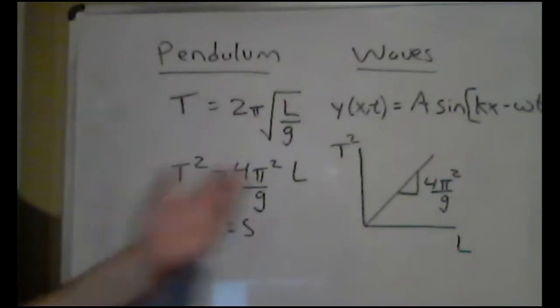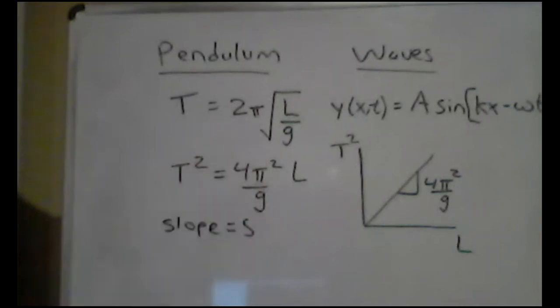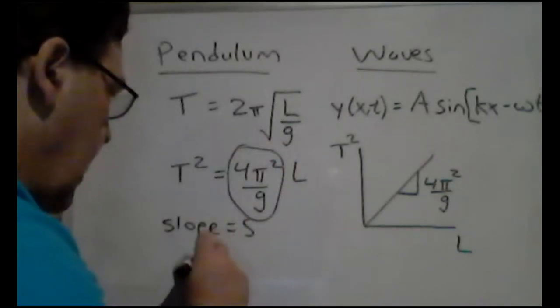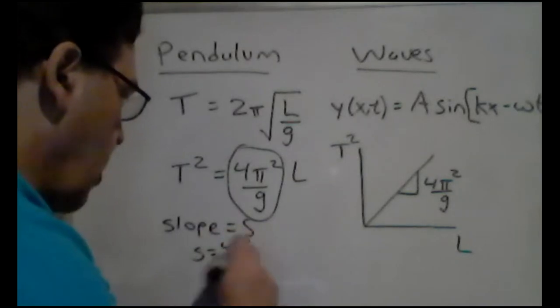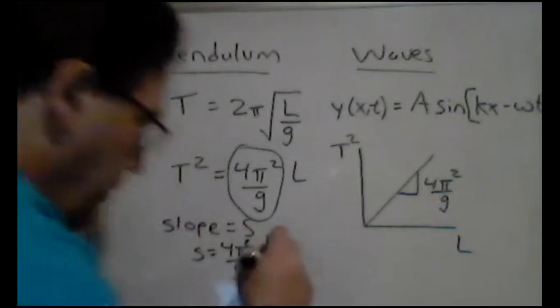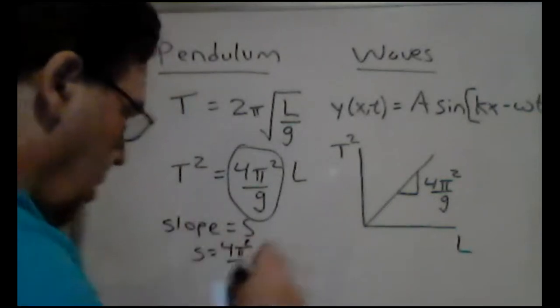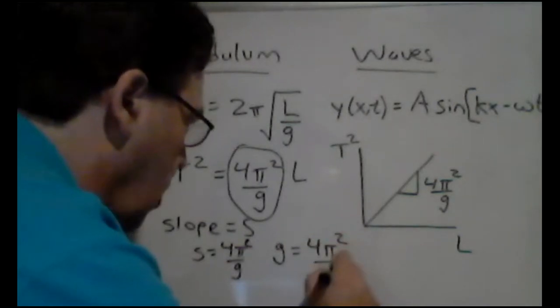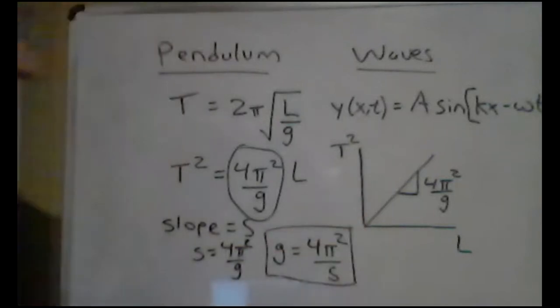If I did everything in seconds and meters, it should be some sort of seconds squared per meter. So I would say that this is the S for my graph. So S equals 4 pi squared over g, or I can switch partners here and say that g is 4 pi squared over the slope. So I can use the graph of period squared versus length and calculate g from the slope. Let's see if that works.